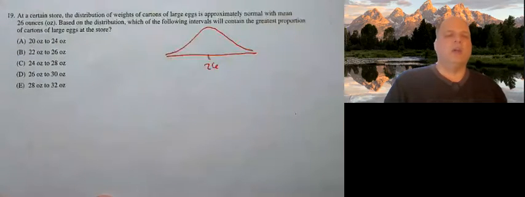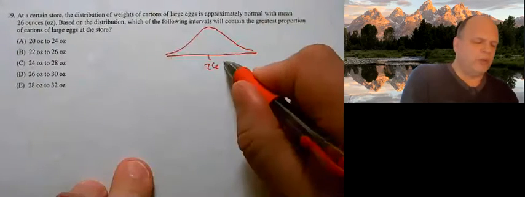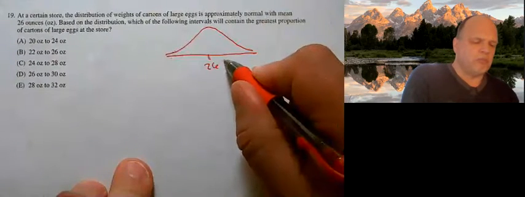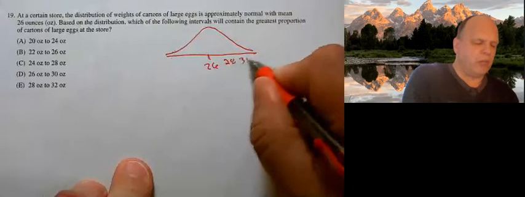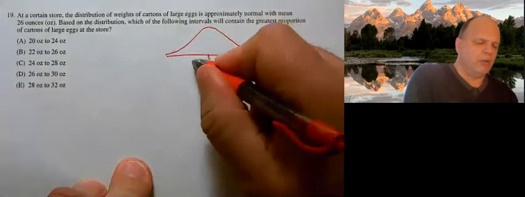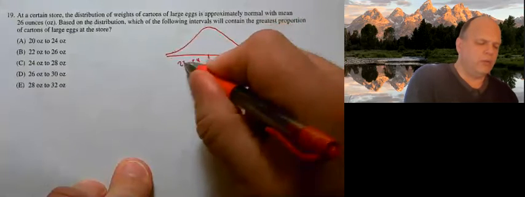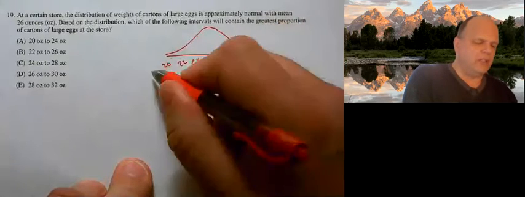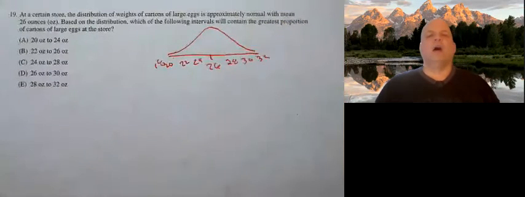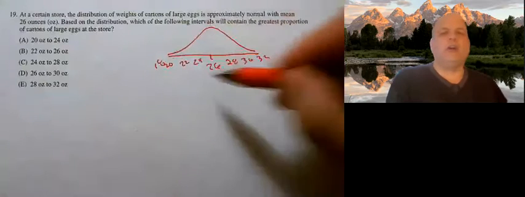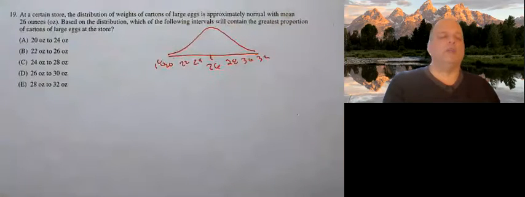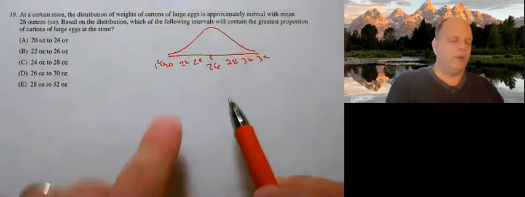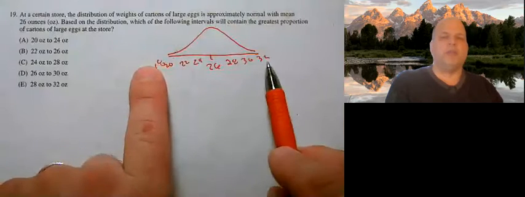And basically, we have 26, 28, 30, 32, and going this way, 24, 22, 20, 18, etc. All right. The center has the greatest proportion of values because we can see that because it's taller, even though the number line on the bottom is the same.